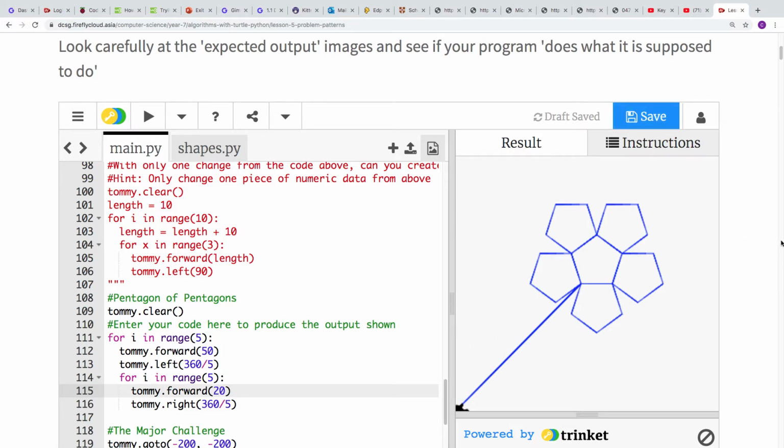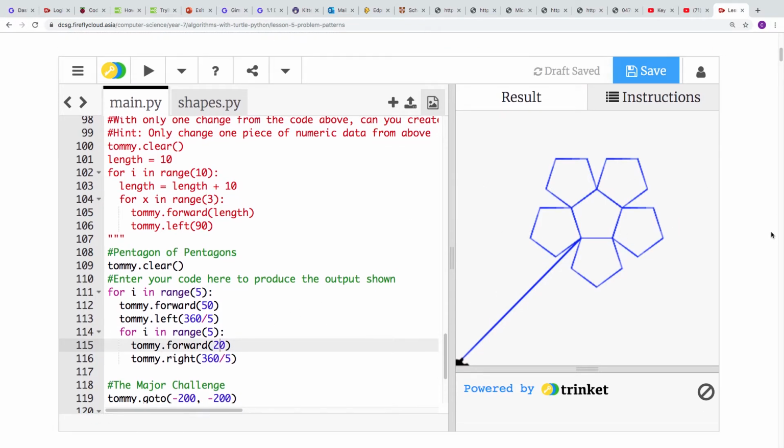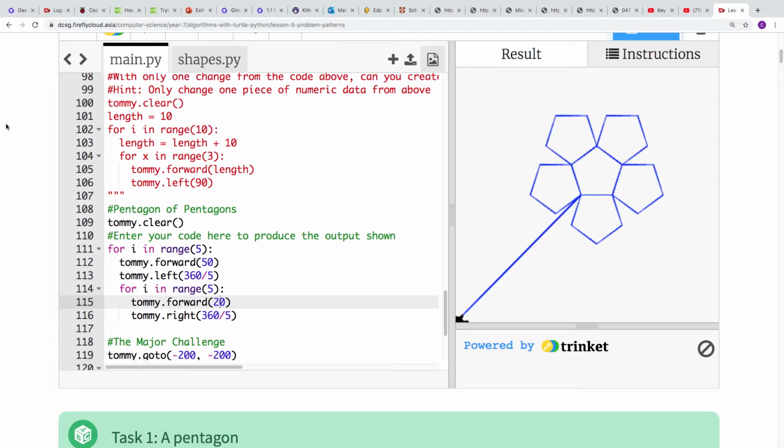Wait, that's so cool. It looks like a football. Yeah, it does look like a football. It looks like my face. Thinking about it, come on, let's look.